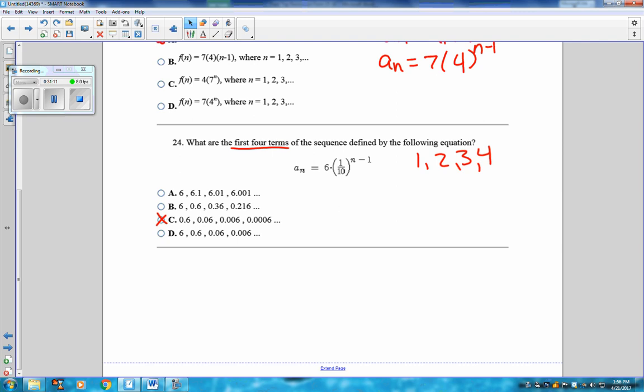So if I plug in 2 into my exponent of n, I get 0.06. Well, I know it can't be A, but it can still be B or D. So I have to do the same thing, but instead of plugging in 2, I plug in 3. So I get 0.06. So it can't be B, so my answer has to be D. So all you're doing is taking these 4 numbers and plugging them into n until you find your correct answer.